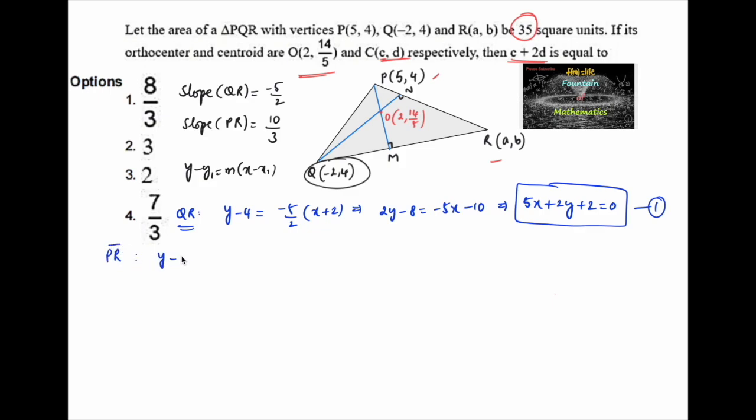And now the equation of the line PR, we can say y minus y1 is equal to the slope of the line is 10 by 3 into x minus 5. So which implies 3y minus 12 is equal to 10x minus 50, that is 10x minus 3y, and here minus 50 plus 18 plus 12, which comes minus 38. The second equation.